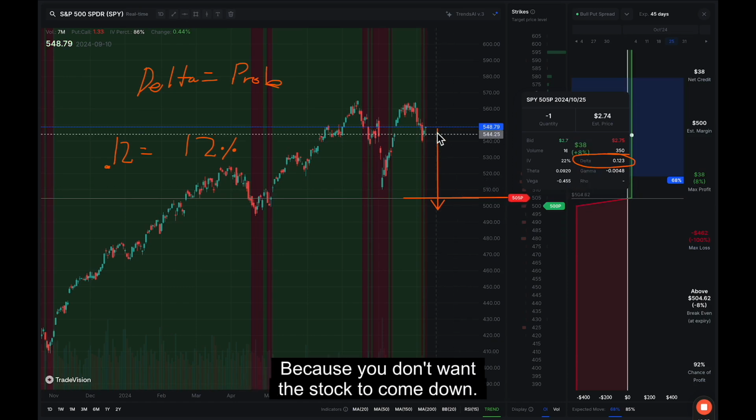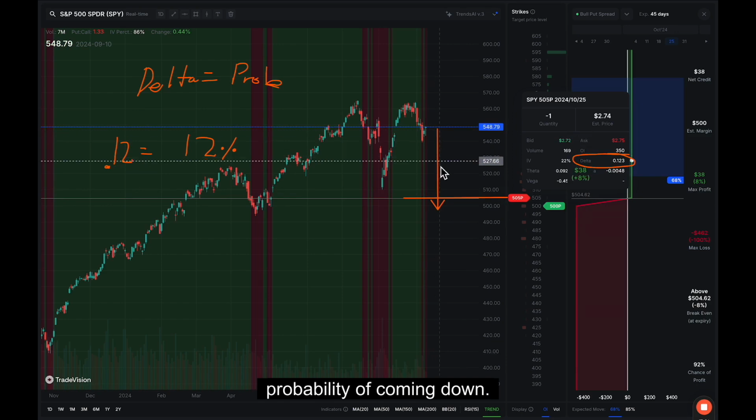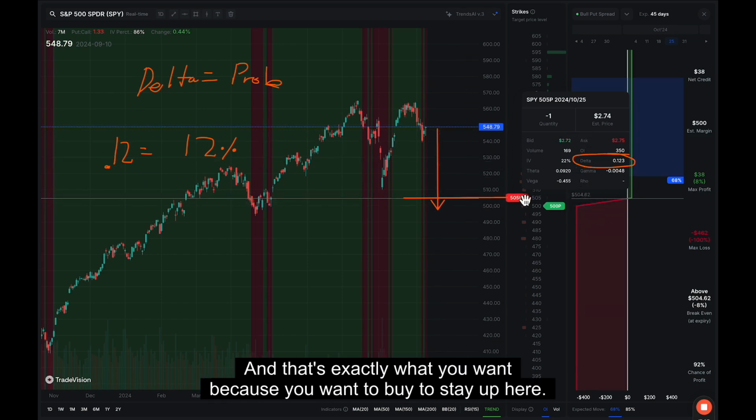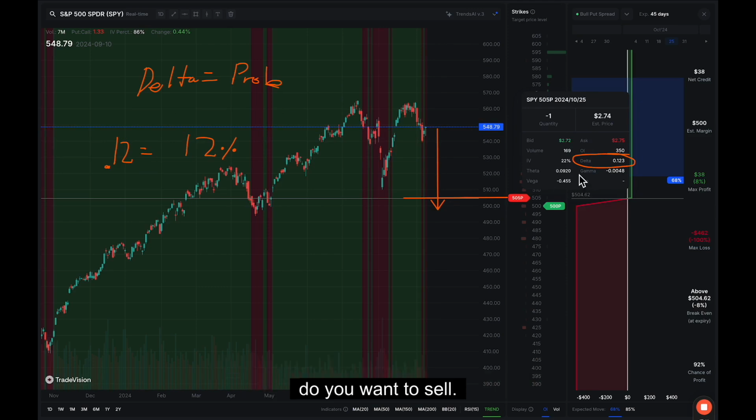Because you don't want the stock to come down. So if you sold this one with a really low delta, it has a really low probability of coming down. And that's exactly what you want, because you want SPY to stay up here. So the delta will help you tremendously in identifying which strike prices you want to sell.